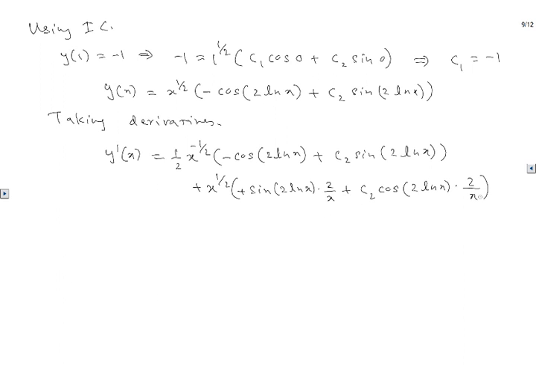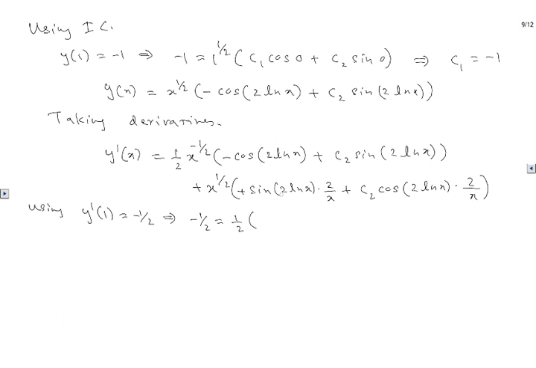Now as before, we're going to plug in the initial condition. Using y prime of 1 equals -1/2, we're going to get negative 1/2 equals 1/2, because you plug in x equals 1, so you get 1/2.